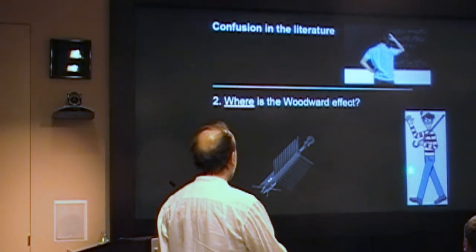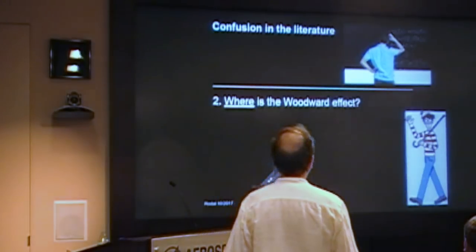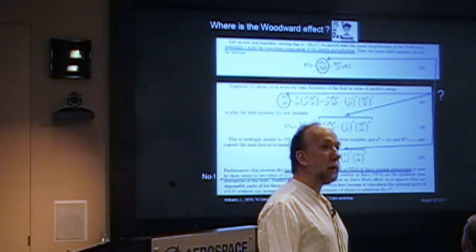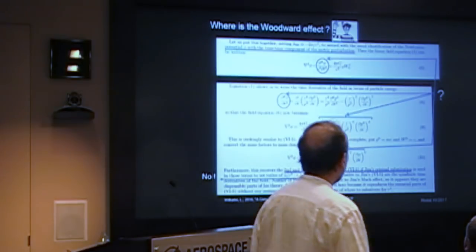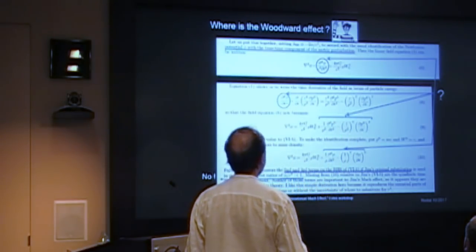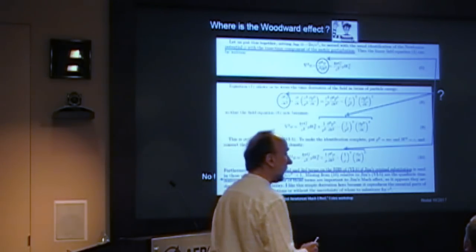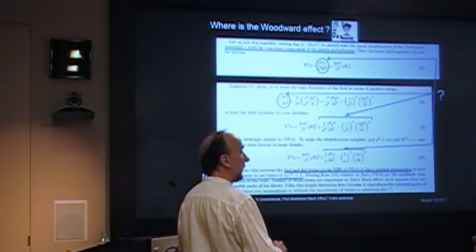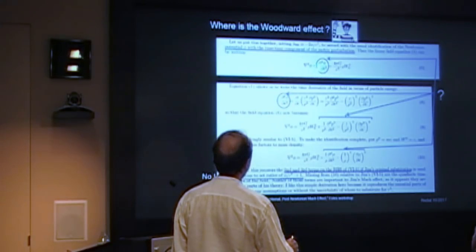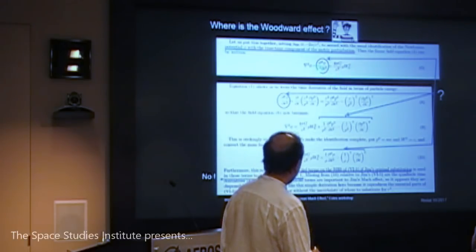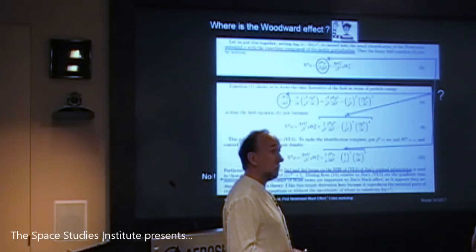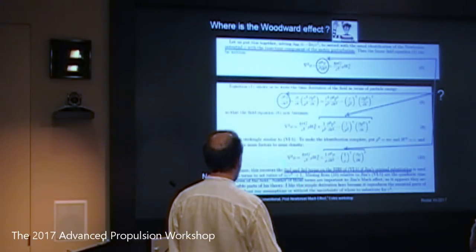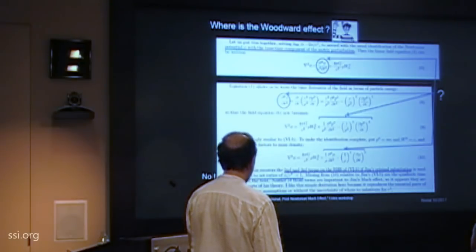Confusion number 2: where is the Woodward effect? Last year, there were 2 papers at the STAIF conference trying to find the Woodward effect in general relativity. And these 2 papers, again, didn't make any distinction between lowercase phi and uppercase phi. But this particular paper, for example, made a big point. The whole paper was that the Woodward effect was already in general relativity and actually was contained in this term, which is the wave operator. And it said that the second time derivative of the local potential, which is the wave operator, was the Woodward effect. No, that's wrong. That's not the Woodward effect.